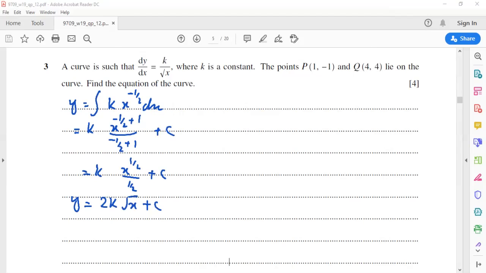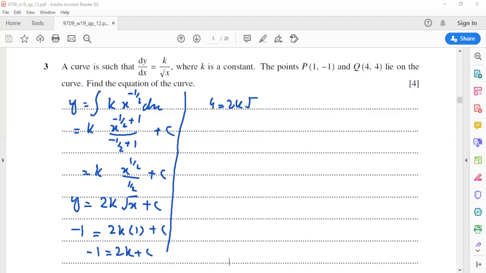Now by placing one by one these 2 points, so y is minus 1 and x is plus 1. So this will be obviously square root of 1 is 1. So the equation is 2k plus c is equal to minus 1. Now let's place 4 and 4. So by placing 4 and 4 over here, it gives us 4 is equal to 2k square root 4 plus c. So 4 is equal to 4k plus c.